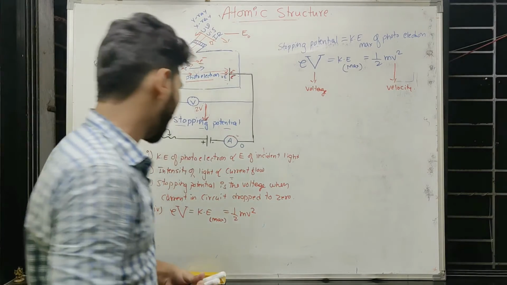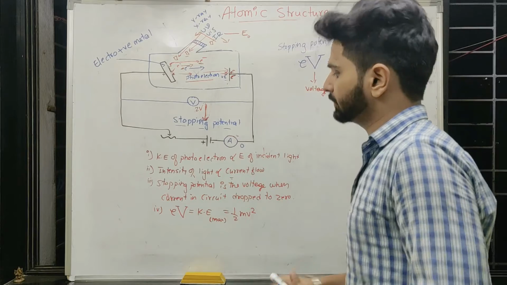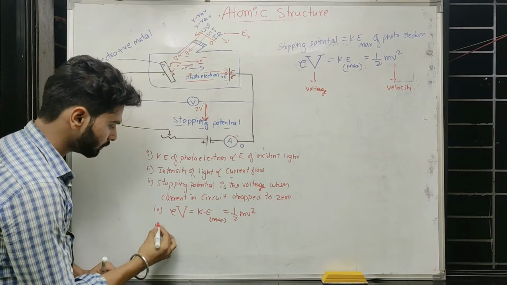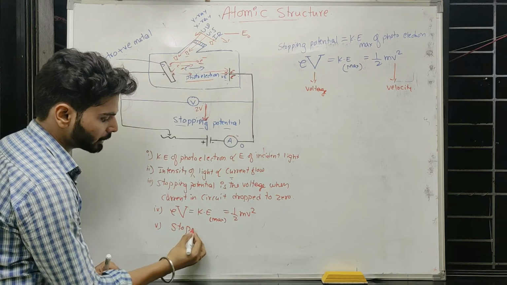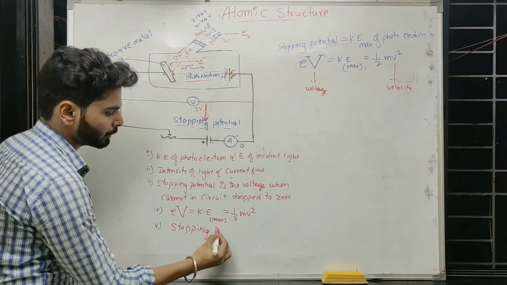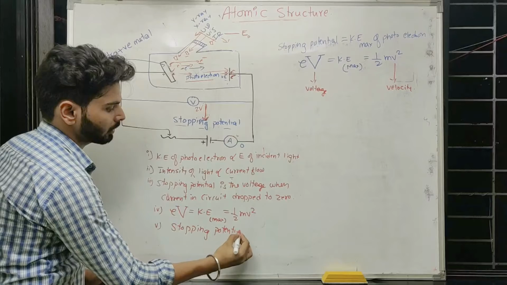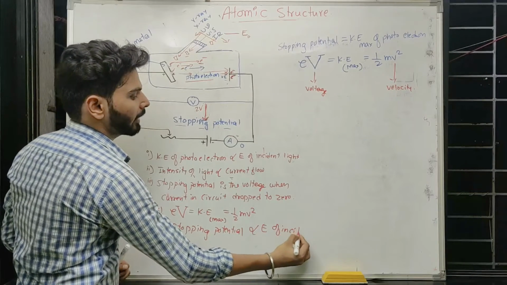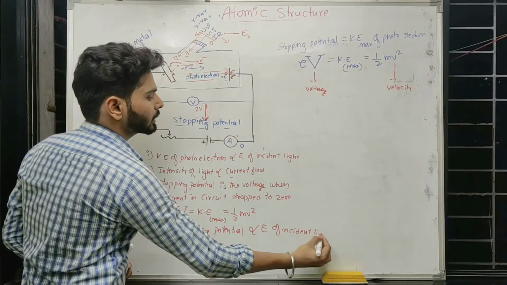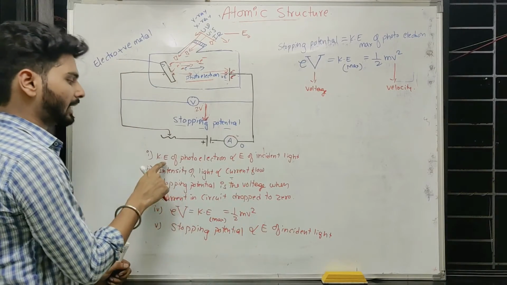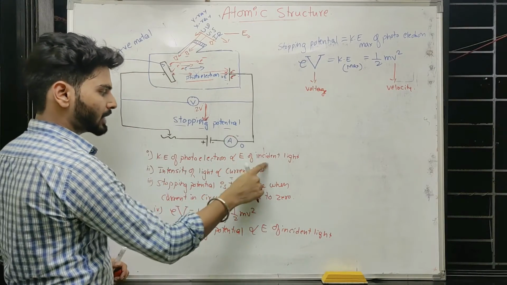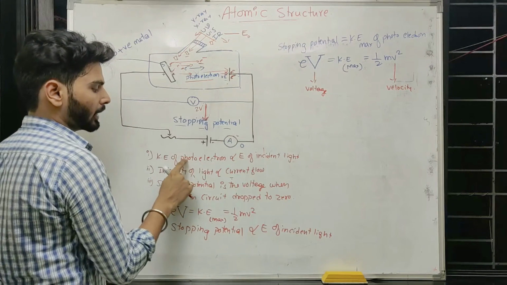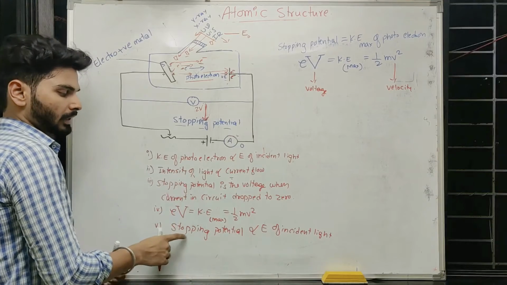So that means I can say that stopping potential is directly proportional to the energy of incident light. When I increase the incident light energy, because the energy of incident light affects the kinetic energy of the photoelectron, the highest kinetic energy will deal with the highest stopping potential.